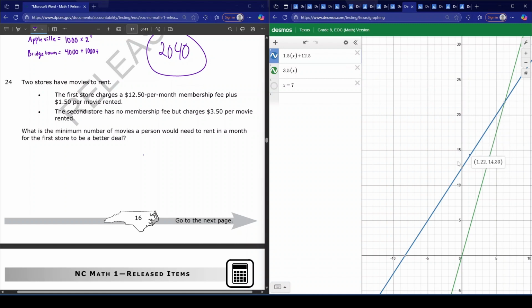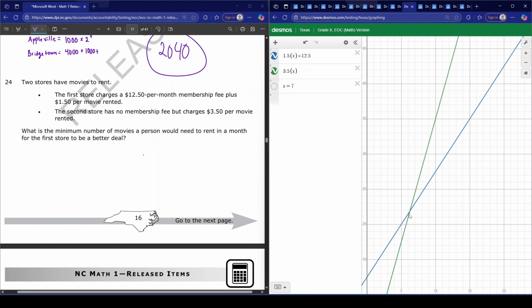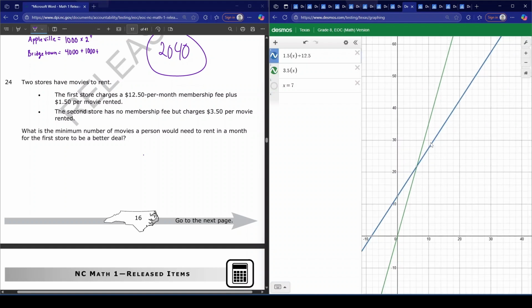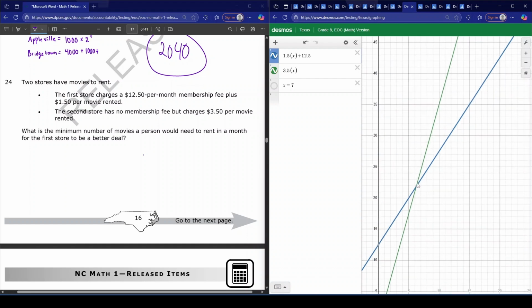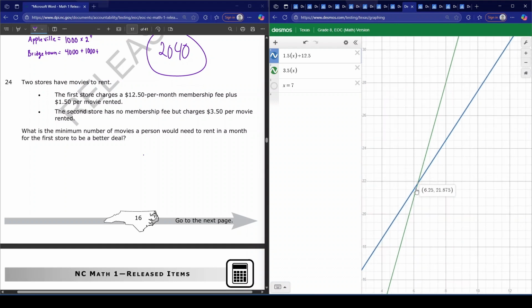Blue is more expensive, but as we cross over, the blue suddenly becomes cheaper than the green. That means the green is getting a little more expensive as you rent more movies, and the blue is getting cheaper, $1.50 per movie instead of $3.50. So after how many movies would the blue be cheaper than the green? Well, I would say 7.